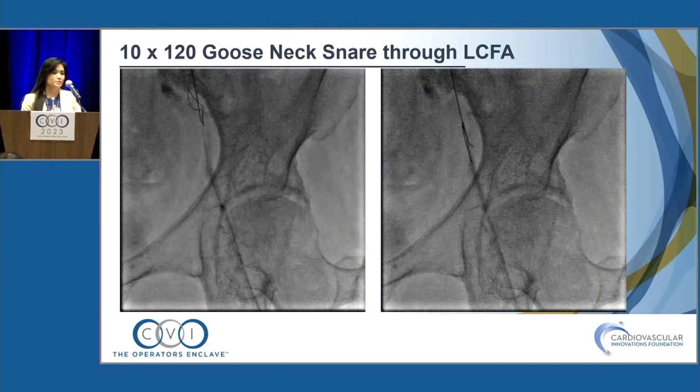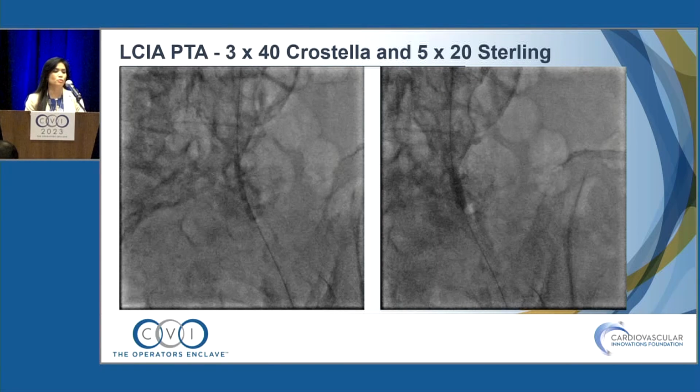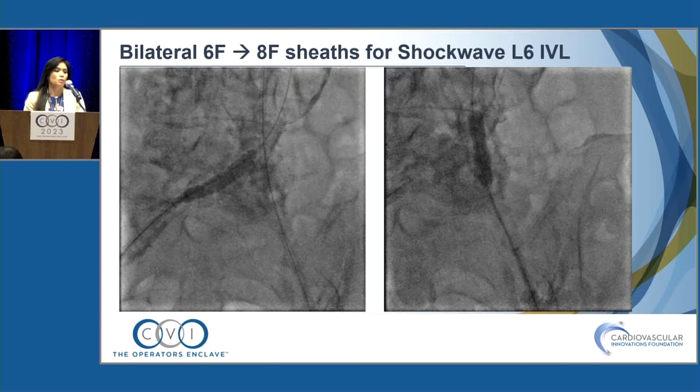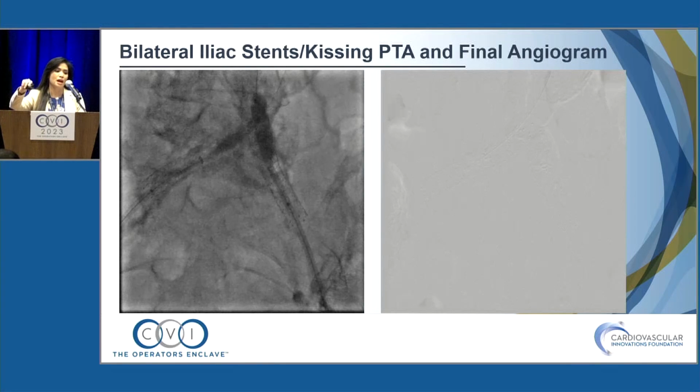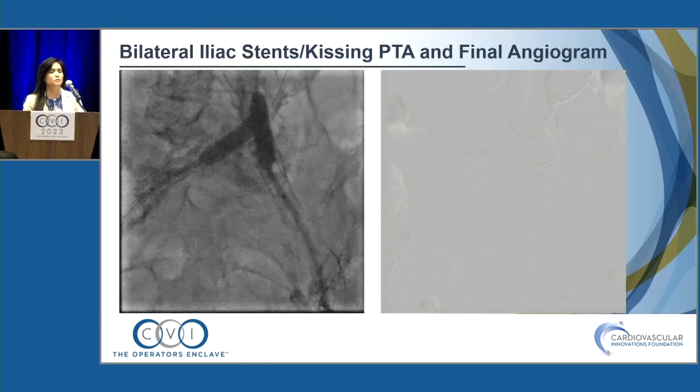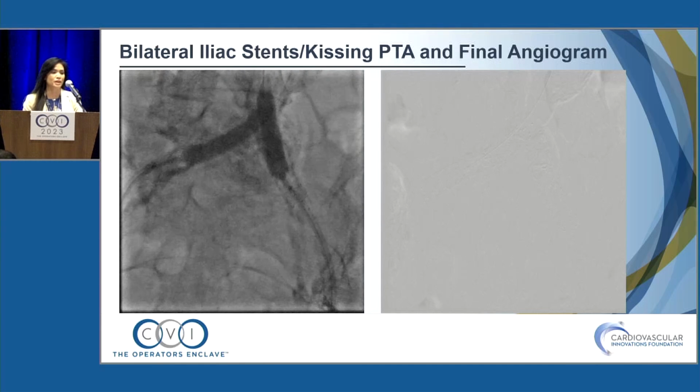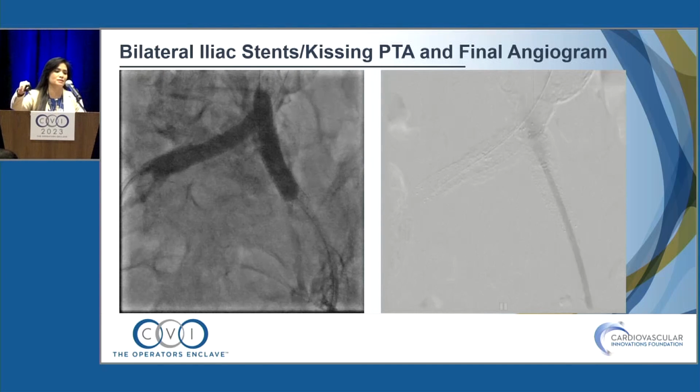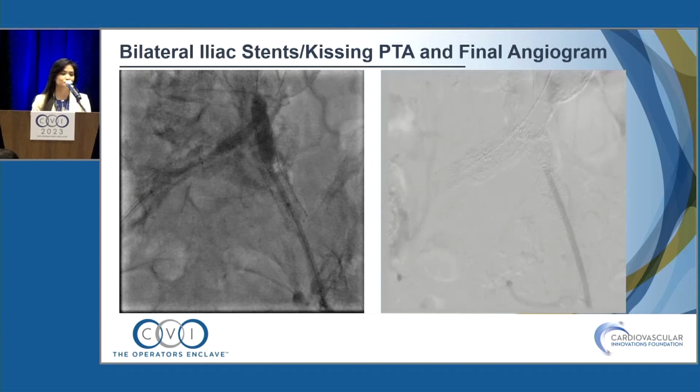We then used a 10 millimeter Goose Neck snare to externalize that antegrade wire out the left common femoral artery. And then we performed balloon angioplasty at the left common iliac artery with a 3x40 Crusade and a 5x20 Sterling. We then switched out our 6 French sheaths for 8x45 sheaths to perform L6 Shockwave, first of the right common iliac artery and then the left common iliac artery. And we deployed 10x57 Viabahn stents, the left side first, then the right, and performed a final kissing balloon angioplasty. And here's our final results.